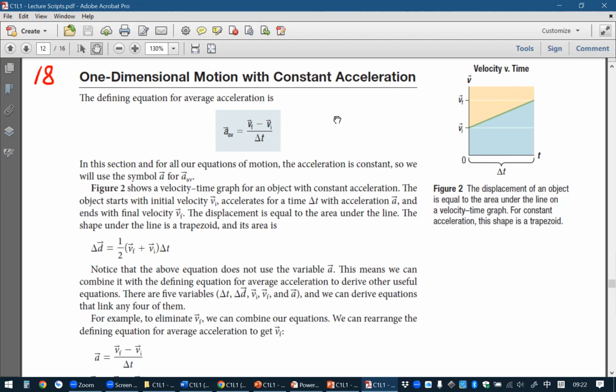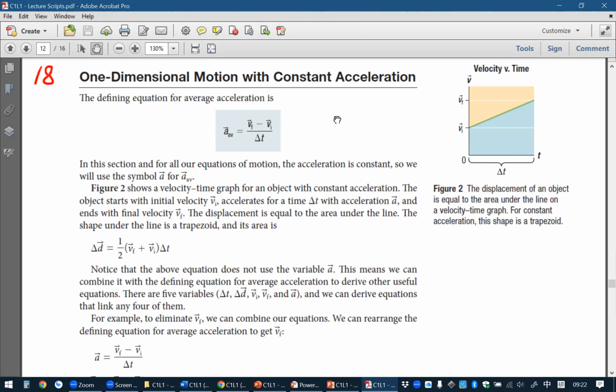So in this section, and for all our equations of motion, the acceleration is constant. So we will use the symbol a instead of a average, okay? So again, when the acceleration is constant, we'll use the symbol a. So here, as you can see on the right, figure 2 shows a velocity-time graph for an object with constant acceleration. The object starts with initial velocity Vi, accelerates for a time delta t with acceleration a, and ends with final velocity Vf.